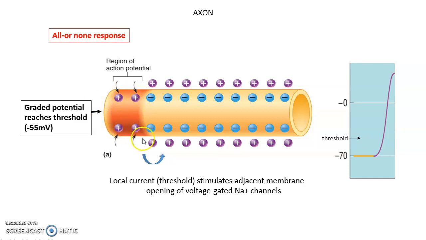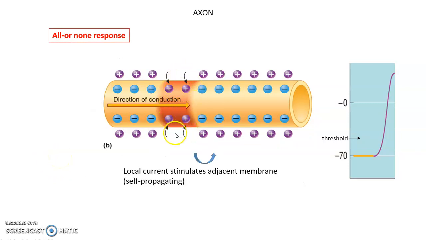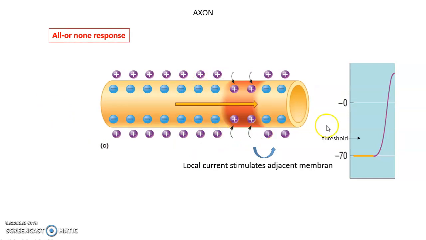This change in charge will then stimulate the neighboring portion of the plasma membrane of the axon. This will cause its voltage-gated sodium ion channels to open. Sodium floods in, gets the massive depolarization, and then stimulates the next region of the plasma membrane to open, and so on, again, so on down the length of the axon. And this is an all-or-none response. Either you reach threshold and it happens, or you don't reach threshold and it doesn't happen.